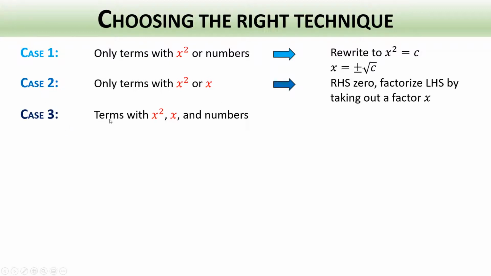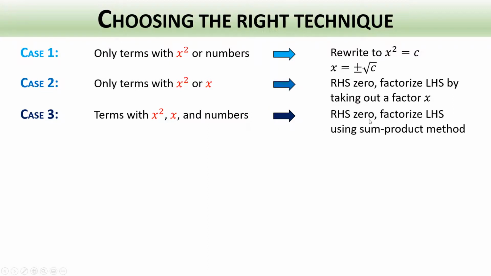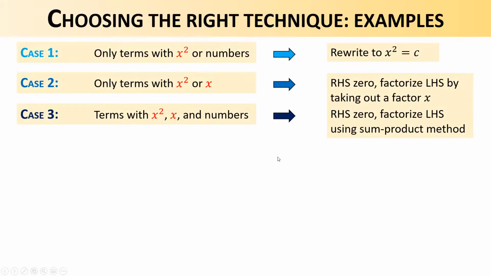And the third case is where I have terms with x squared and x and with numbers. So when I simplify everything and bring it all to one side, I still have three terms left. And that is when we will have to use the sum product method. So again, we make the right hand side 0 and we factorize the left hand side, in this case, using the sum product method. So based on what my equations look like, I will hopefully be able to identify which of these techniques I am going to use.